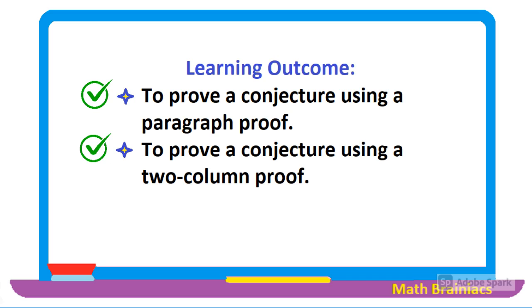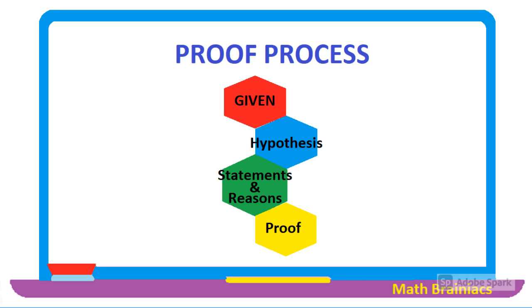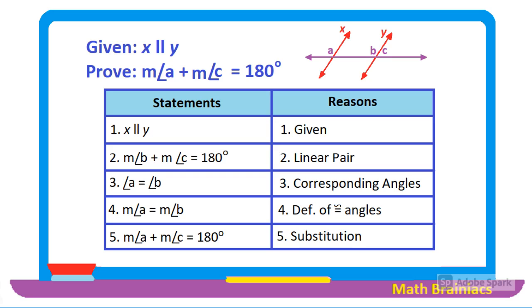We have learned how to prove a conjecture using a paragraph proof, and we have learned also how to prove a conjecture using a two-column proof. Just remember the proof process. You're going to start with the given, then hypothesize. Afterwards, draw the statement and reason, and you can prove all your statements. To wrap it up, always start your statement with the given. Then, construct your statements one by one on how you are going to arrive at the proof. Just refer to the diagram or figure that is given and it will direct you to the statement that you are going to prove. It is easy.